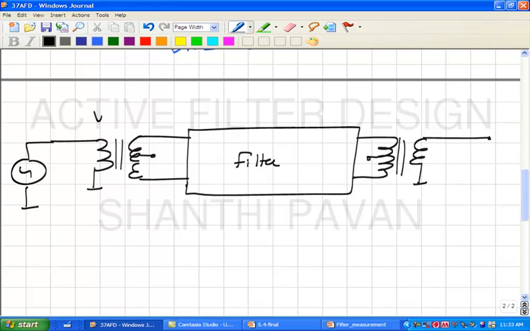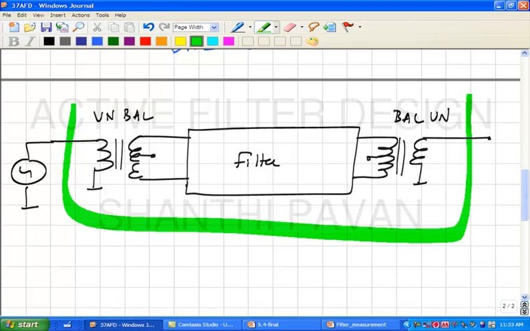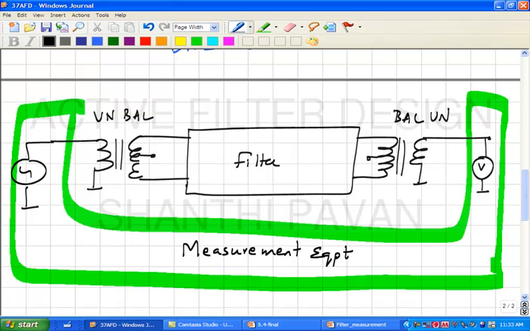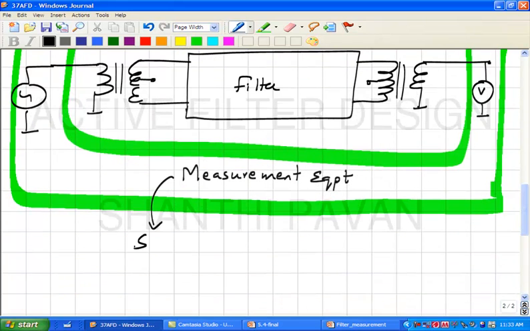This is the unball, and this is the balloon. Okay. And here I need to in principle put a voltmeter which can measure the magnitude and phase of the sine wave coming there. So, this is the measurement equipment. As I said, this box measures the S parameters of the 2 port, which can be translated into Y parameters and so on, right.